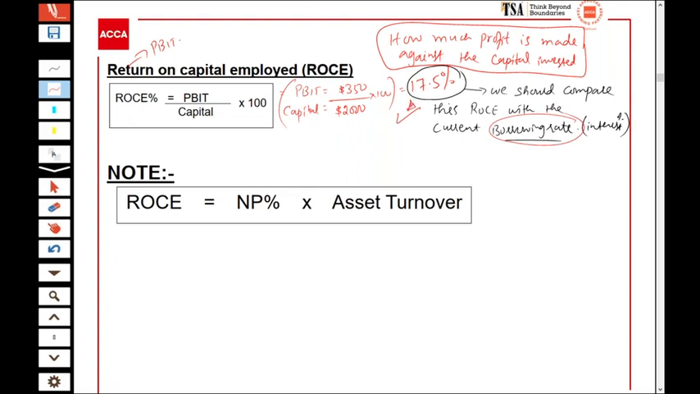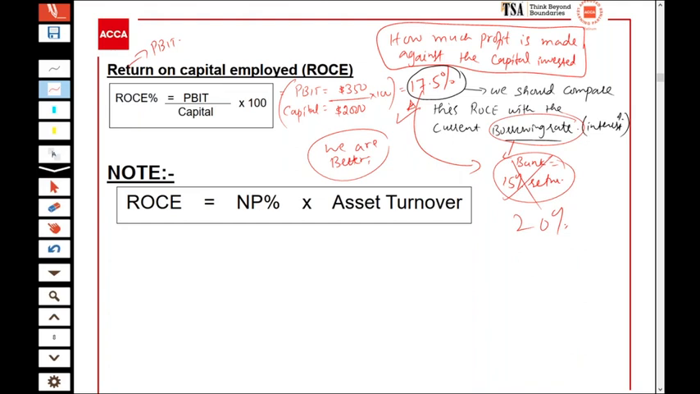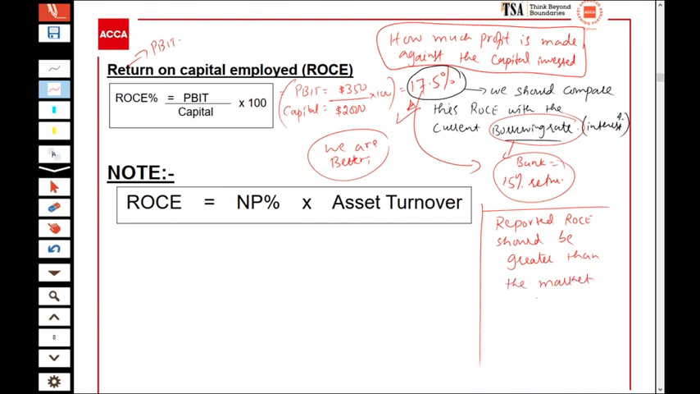For example, I am earning a 17.5% return, and what if the bank is giving me a 15% return? That means I am better than the bank, because we have generated more than the market interest rate. And what if the bank gives me 20%? This is the open market rate, for example. Then my performance is not up to the standard. My ROCE should be greater than the current borrowing rate in the market, and that will be the sign of good performance. The reported ROCE should be greater than the market interest.